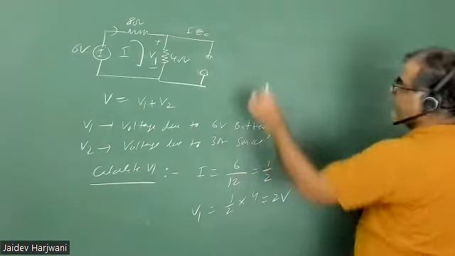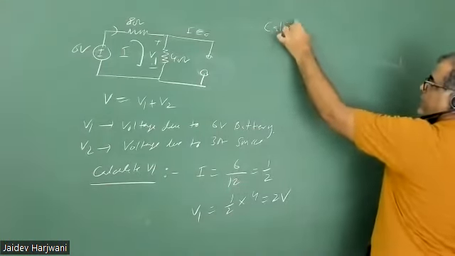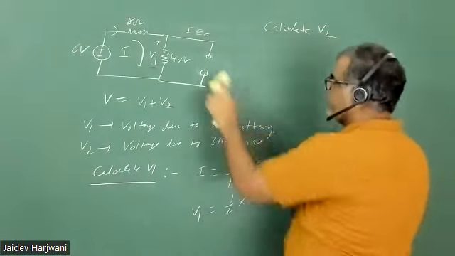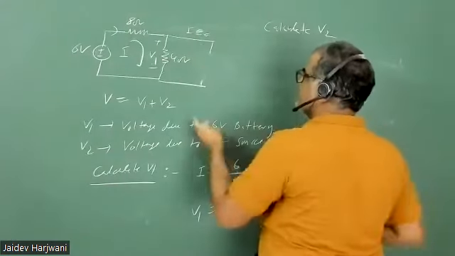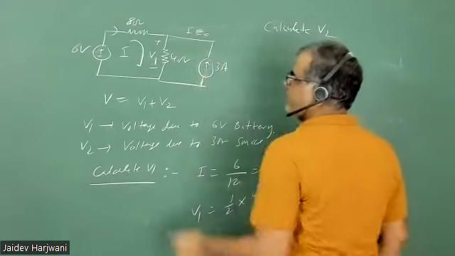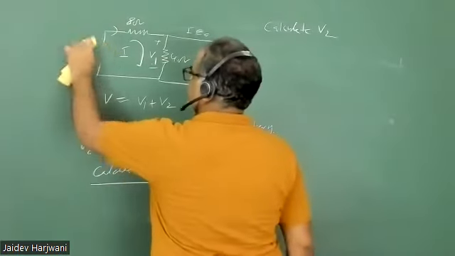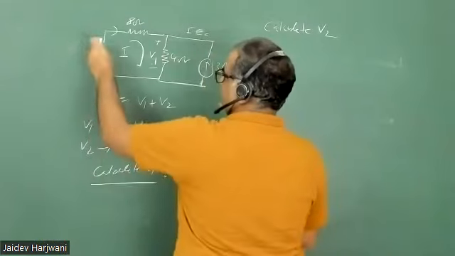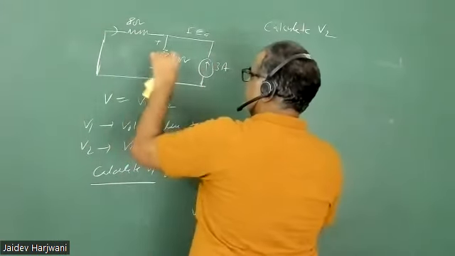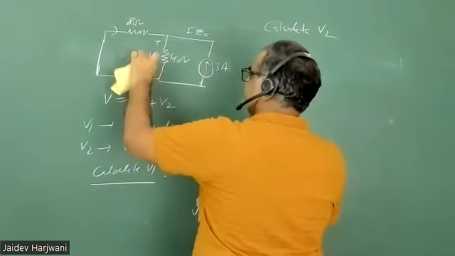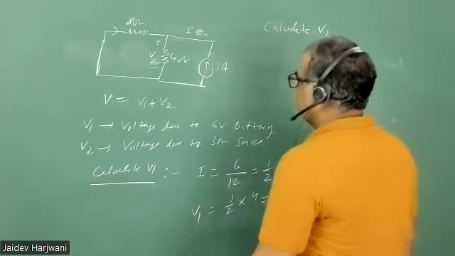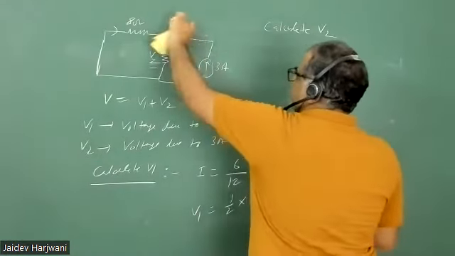Now I want to calculate V2. Now I'll put the current source again here, that is the 3 ampere current source, and this voltage source you make it short. Now whatever voltage comes across this one will be your V2. So now 3 ampere current is coming from here.